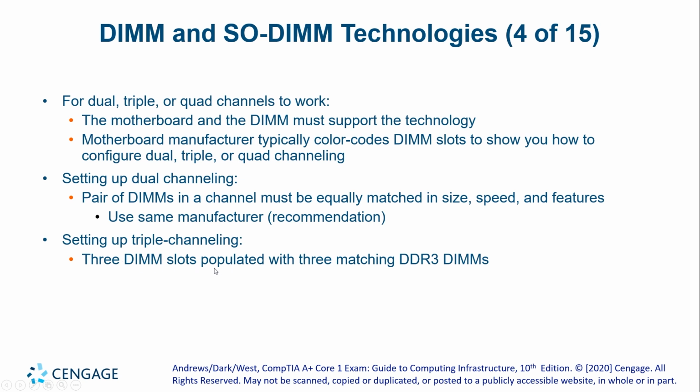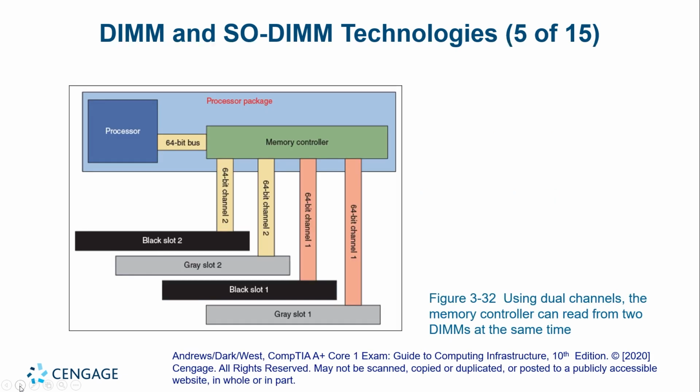Setting up triples: 3 DIMM slots populated with 3 matching DDR DIMMs, so they need to match. This is kind of a schematic for a motherboard and processor. You've got the processor here. You've got a 64-bit bus. A bus is basically just a path that information travels on to the memory controller, and then you've got a bus for channel 2. That would be a dual channel system.